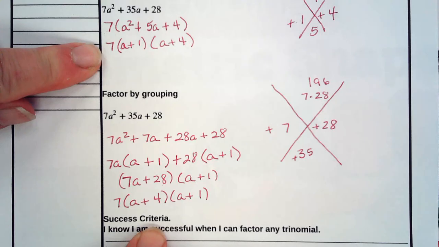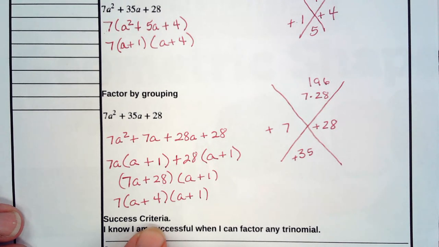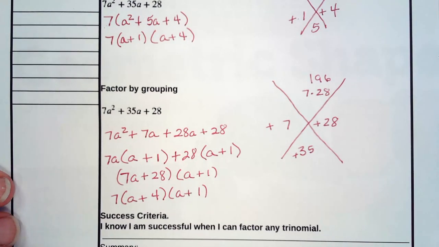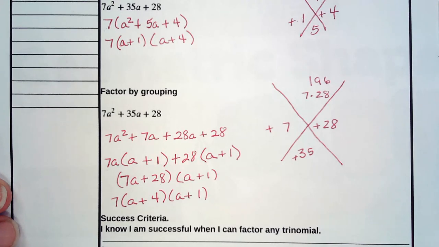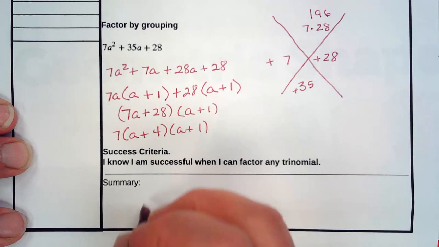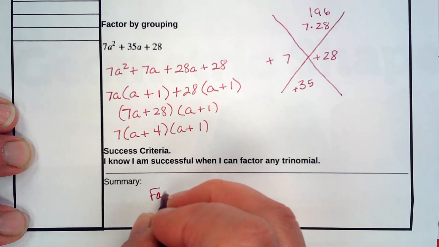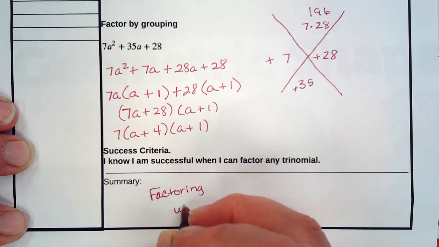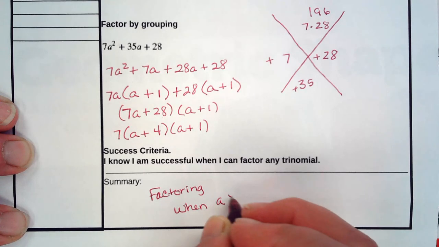Now they look the same, other than it's in a different order. But order doesn't matter because of the commutative property of multiplication. So which way are you going to do it? Are you going to factor by grouping? Are you going to use the diamond method? How does your brain process? Which one makes the most sense to you? I know I'm successful when I can factor any trinomial. So this is factoring when a is greater than 1.